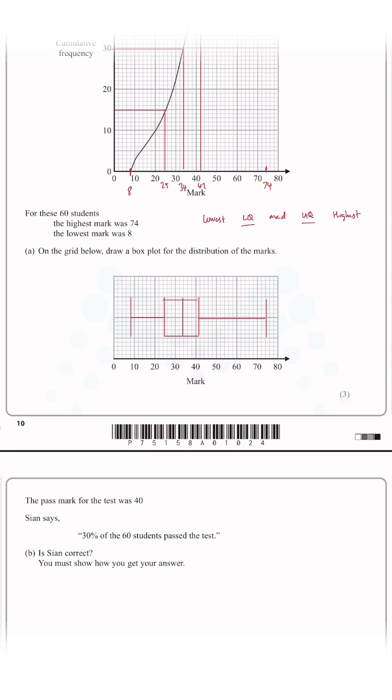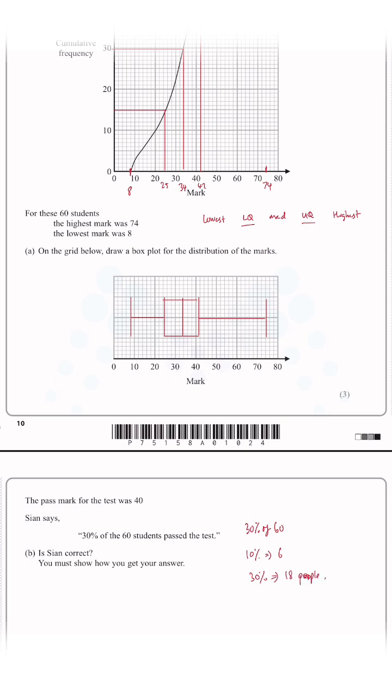You must show how you get the answer as well. So, first thing, 30% of 60. If I were to find 30% of 60, 10% is equal to 6 people. So then 30% would be 18 people.